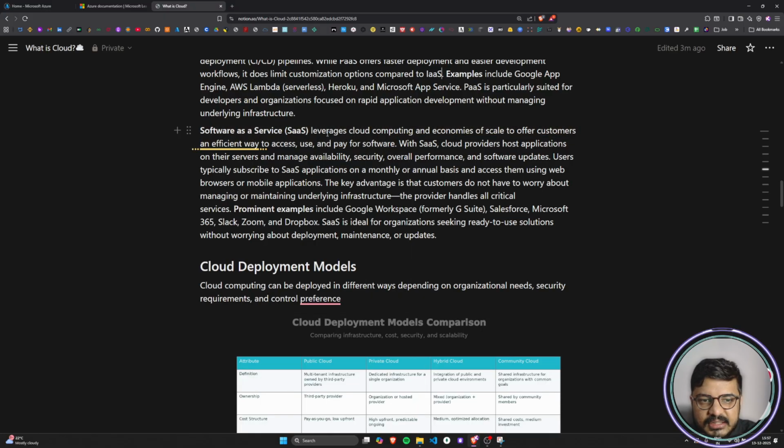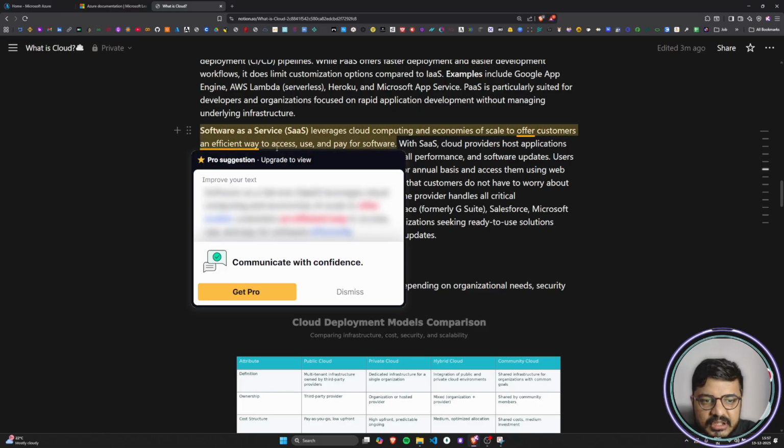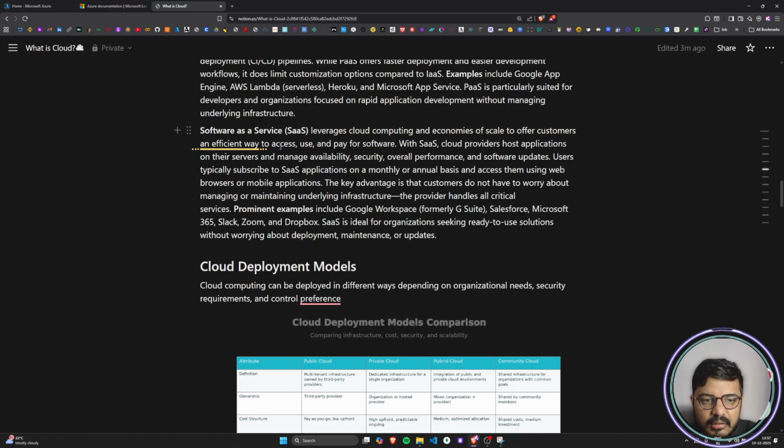Then comes software as a service. Software as a service leverages cloud computing and economies of scale to offer customers an efficient way to access, use, and pay for software. With software as a service, cloud providers host applications on their servers and manage the availability, security, overall performance, and software updates.